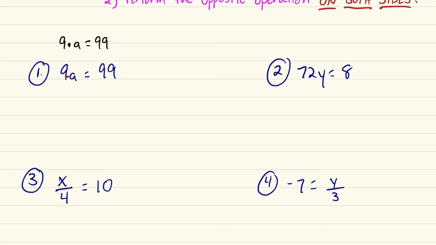But if we know that 9a is equal to 99, the opposite of multiplication is division. So I'm going to divide by 9 on the left-hand side. I'm going to divide by 9 on the right-hand side. 9 divided by 9 is 1, which is 1a, is equal to 99 divided by 9 is 11.